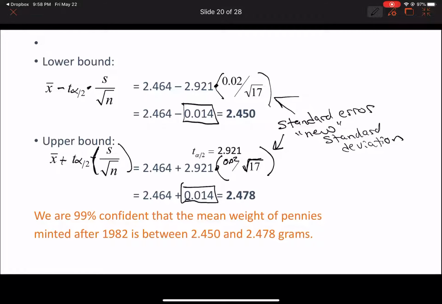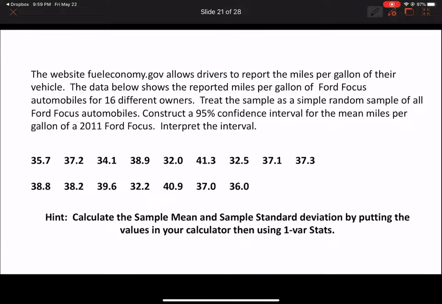So we can be 99% confident that the mean weight of pennies minted after 1982 is between 2.450 and 2.478 grams. So our population mean, we can be 99% confident that the population mean is going to be in this interval right here. All right, so let's take a look at another example.